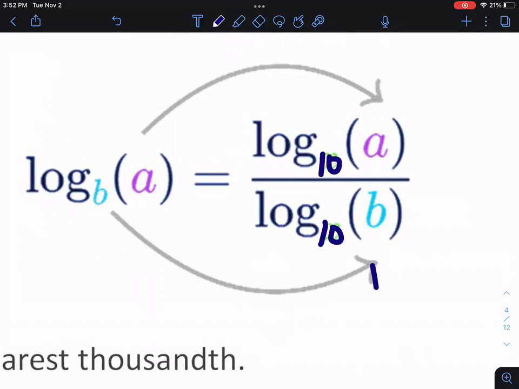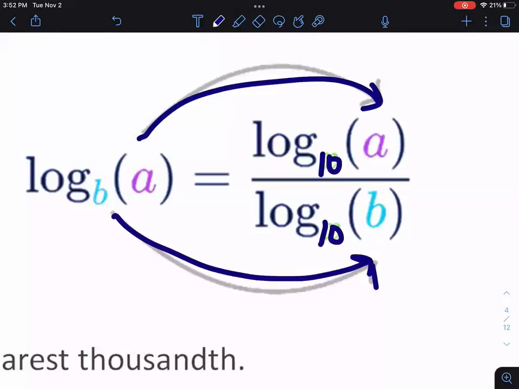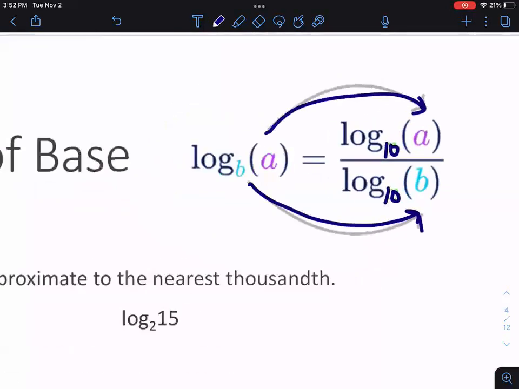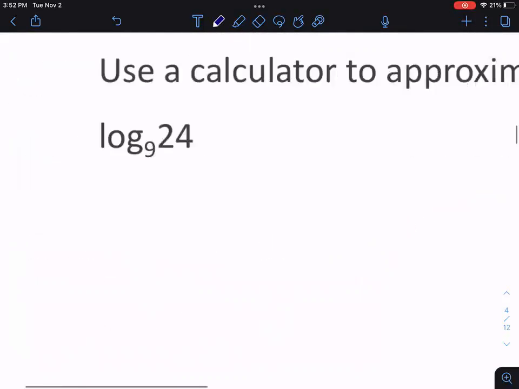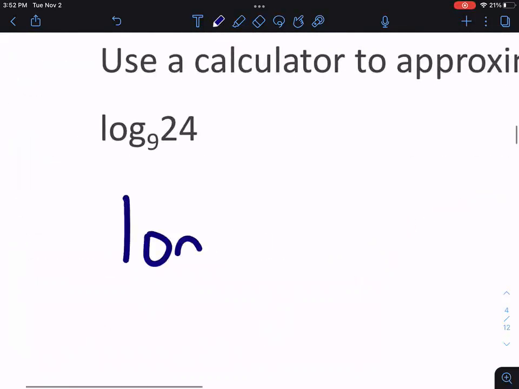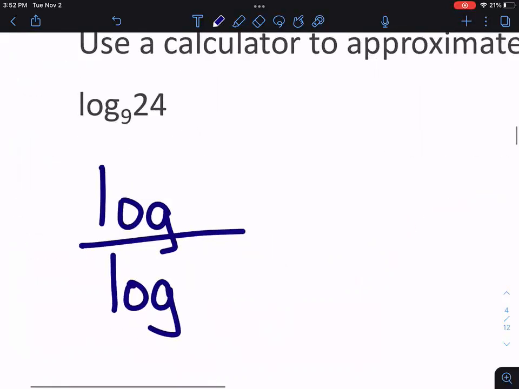So the log of the base gets converted to log base 10 of whatever the base is. And then whatever's in your parentheses up here is going to get converted to log base 10 of, again, whatever's in those parentheses. So we're converting something with not a common base to be base 10. So in this case, we're going to write our two logs, and then the base goes to the bottom. So I'm going to write the 9 on the bottom because it's the base, the 24 on top.